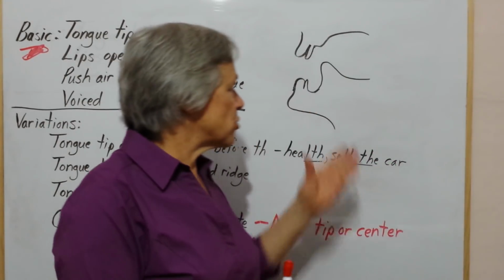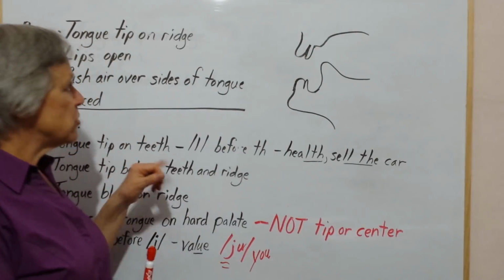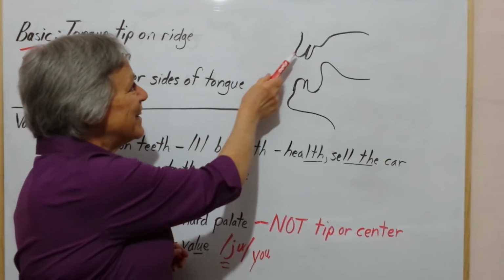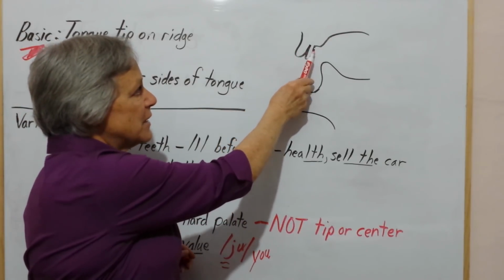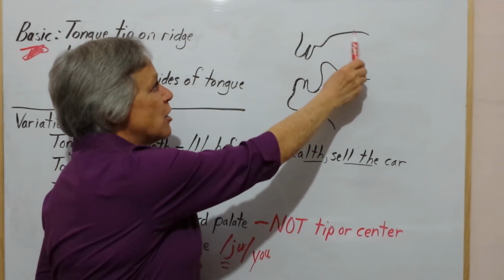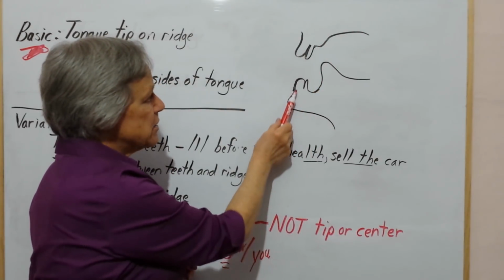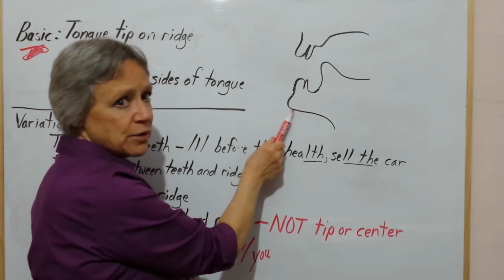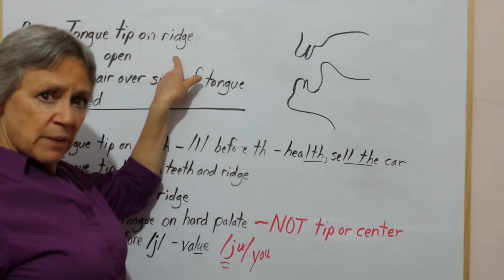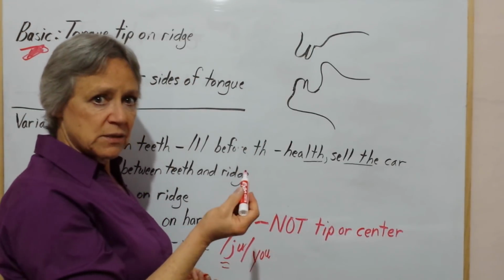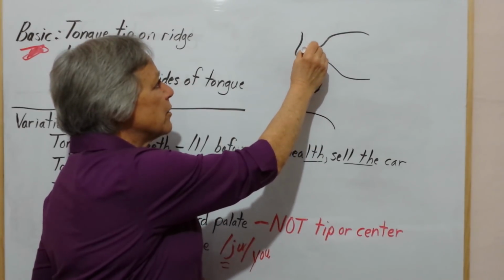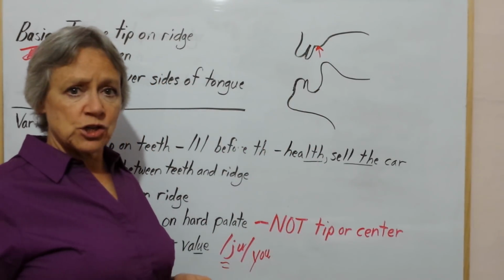I've drawn a picture up here just to show you a little bit. So the most common way, this is supposed to be the mouth. This is the upper lip, the upper teeth. This is the gum ridge, or the alveolar ridge. This is the hard palate up here. This is the bottom lip. You can see the chin here. The bottom lip, the bottom teeth, and this is the tongue. So the most common way for Americans to make this L sound is to put the tip of the tongue right here on the alveolar ridge.